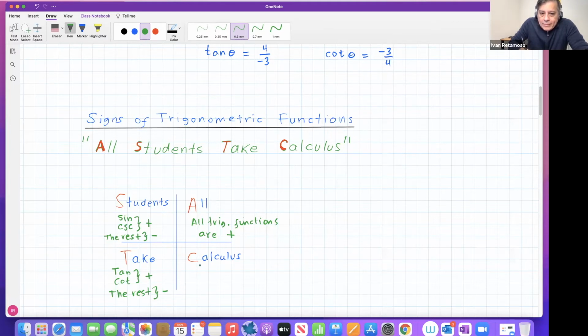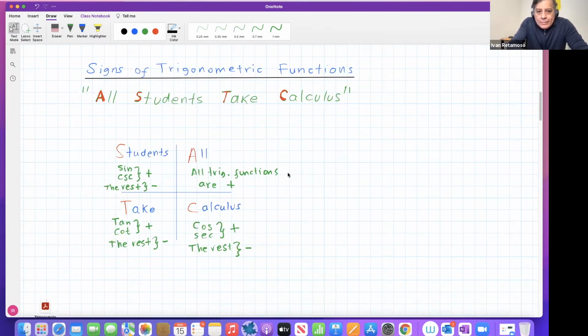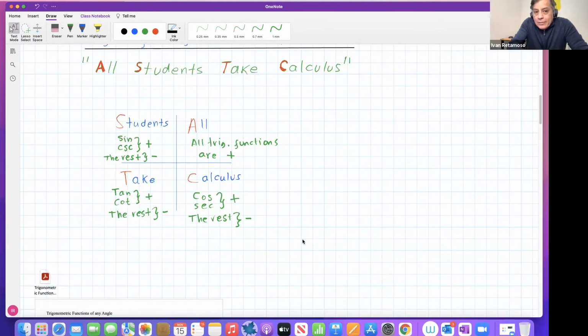For the fourth quadrant, this letter C from calculus tells us that cosine, and its reciprocal secant, are positive. The rest of the trigonometric functions, negative, okay? So cosine, secant, positive. The rest, tangent, cotangent, sine, cosecant, negative on the fourth quadrant. All students take calculus, a very nice way to figure out the signs of these trigonometric functions, right? So having this tool, we will focus just on the numerical value of the trigonometric function, and the signs will be given by this nice mnemonic device, okay?